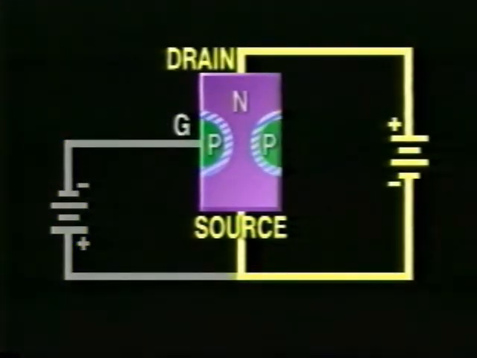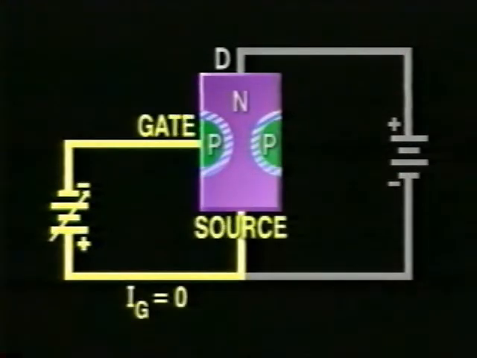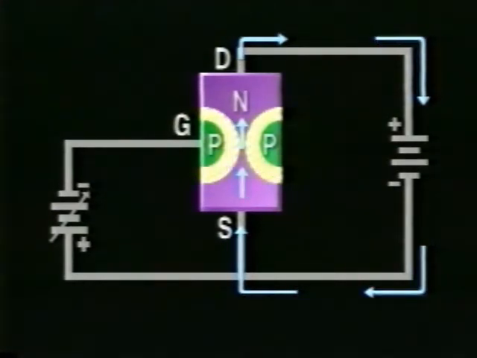This means that aside from a small reverse current, there is no gate source current. Current flow through the N-channel JFET is established by a positive supply voltage that is connected between the drain and the source. The magnitude of this current is controlled by the reverse voltage that is applied to the gate. Remember, no current flows through the gate circuit because the gate source junction is reverse biased.